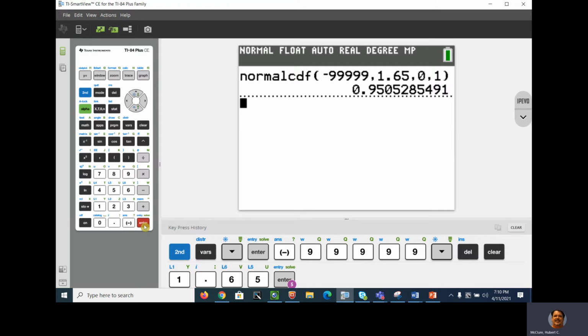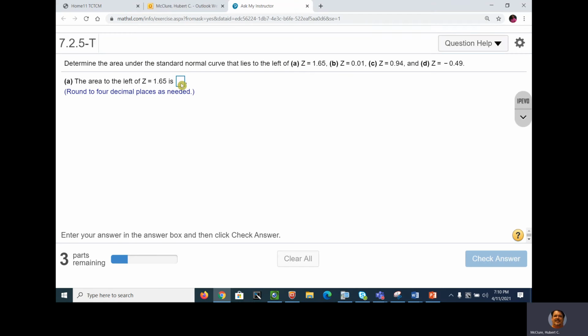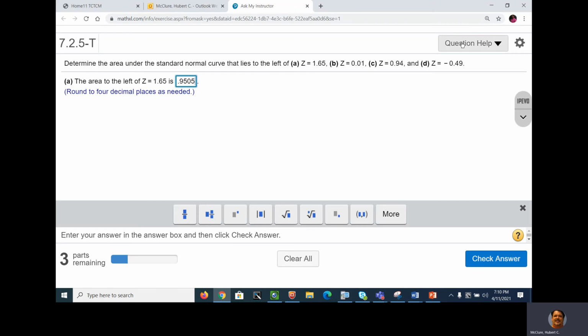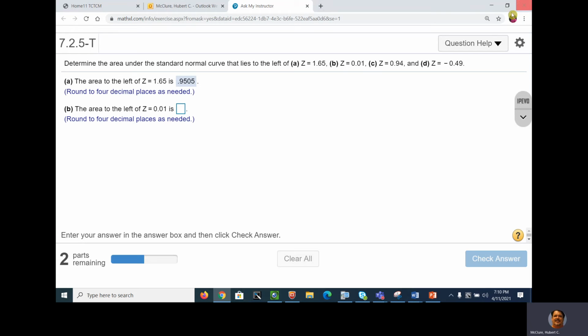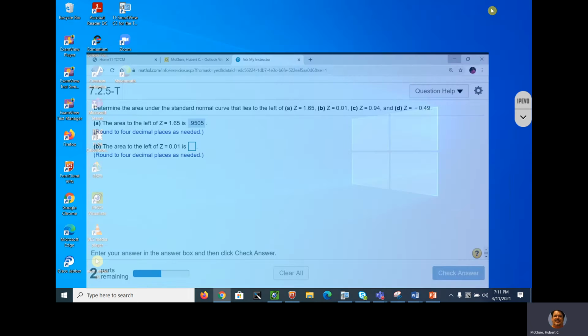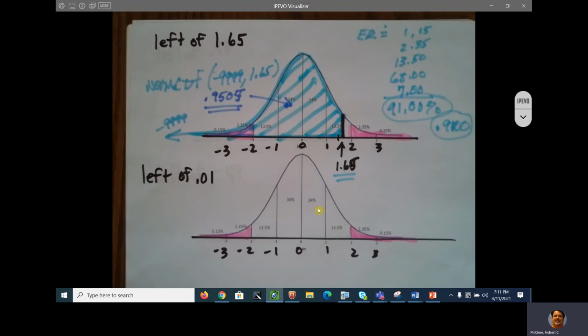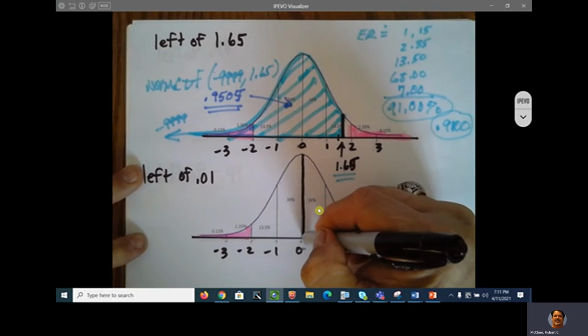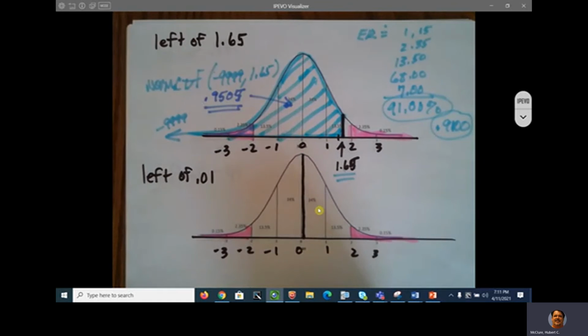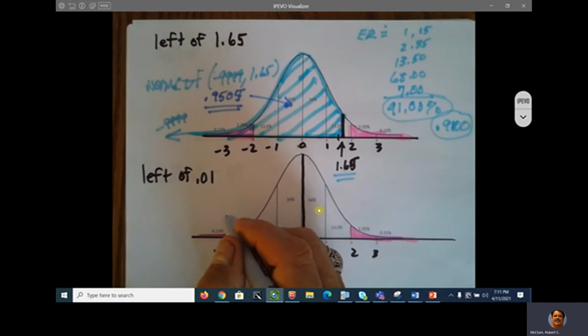So we go back to our handy dandy question and type in 0.9505. And that is correct. All right, so let's do the next one. 0.01. That's right next to this line right here. You know that line is at 50%, so I'm going to say it's around 51%. It's going to be less than that.